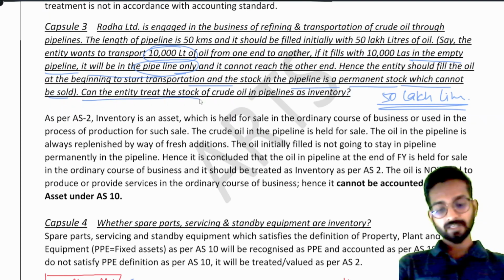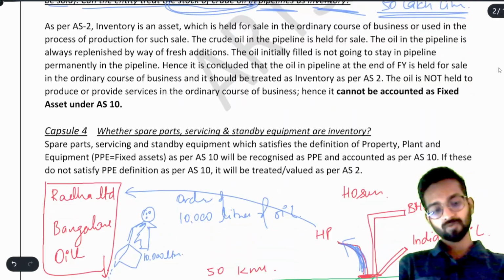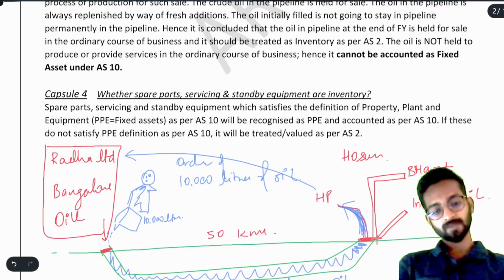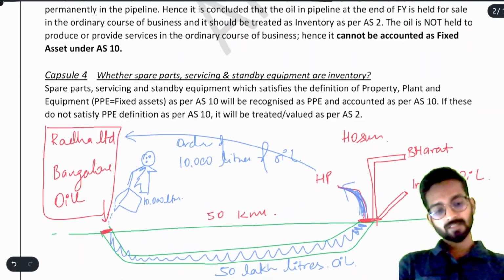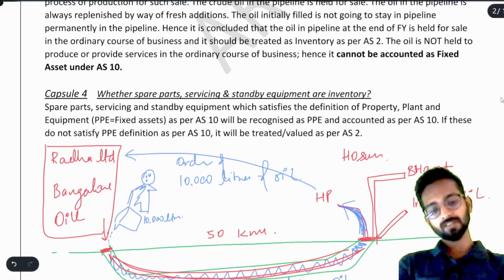Now can the entity treat the stock of crude oil in pipeline as inventory? Understand this. Can you call that crude oil which is in your pipeline, from the viewpoint of Radha Limited, inventory? Can Radha Limited say that this 50 lakh liters of oil is my inventory? Yes or no? That is what we are going to study in this question.